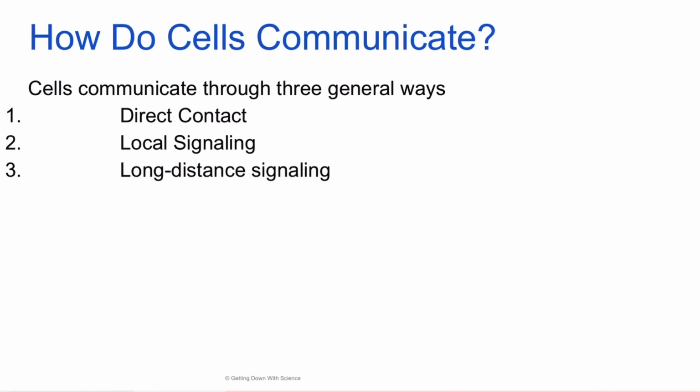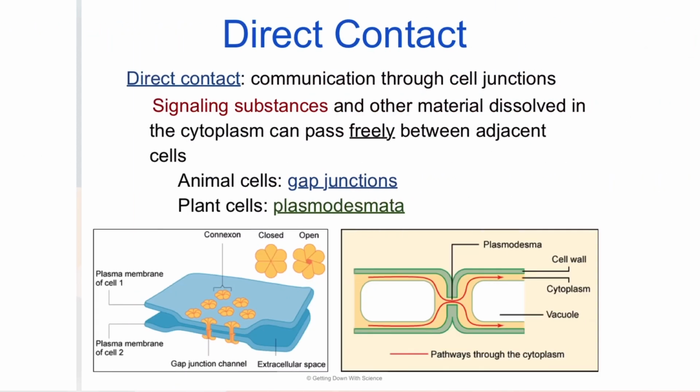So cells are going to be communicating in 3 general ways. 1, direct contact, 2, local signaling, and 3, long-distance signaling. They're pretty self-explanatory, but let's dive into each one of those.